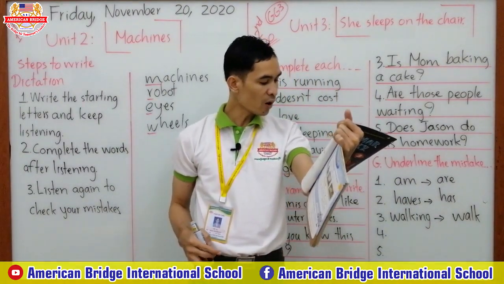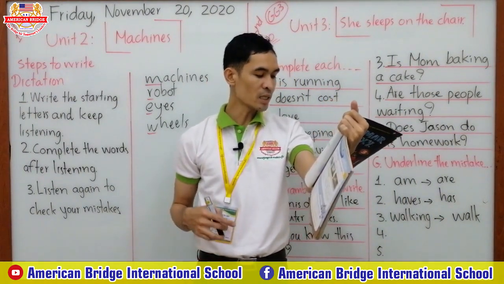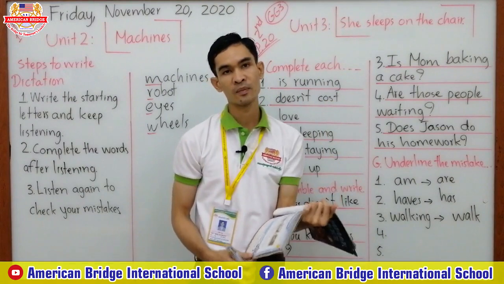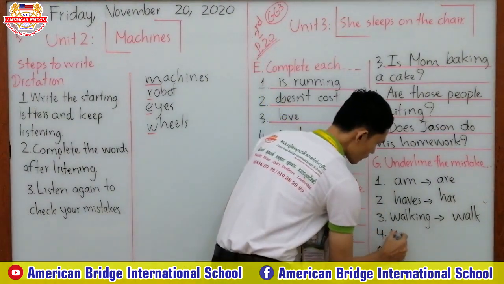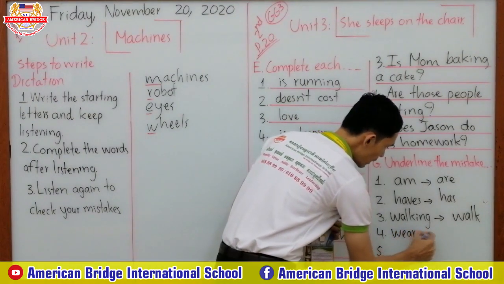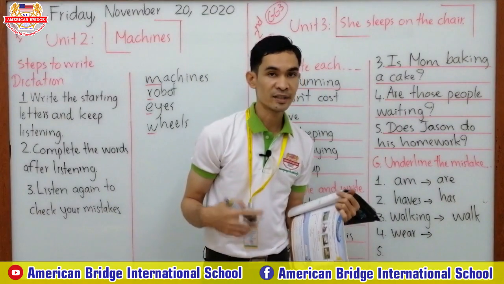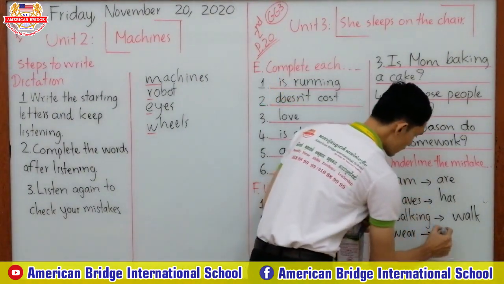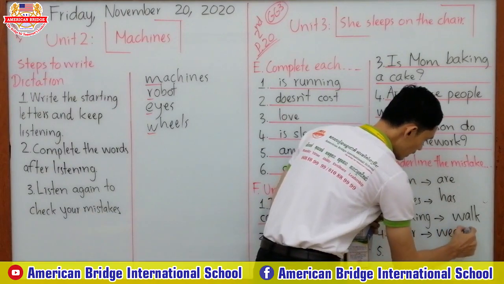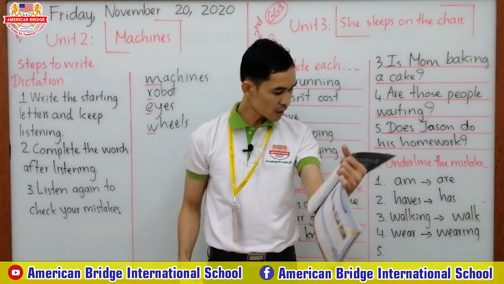Okay, how about number four? His hands are warm. He's wear gloves. Okay, where is the mistake? Wear, right? Okay, wear. The verb that stands after the verb to be, you have to add i-n-g, right? So wear you change to wearing. Okay, he's wearing gloves. Okay, how about the last one, everyone?